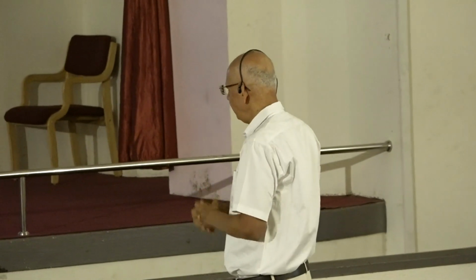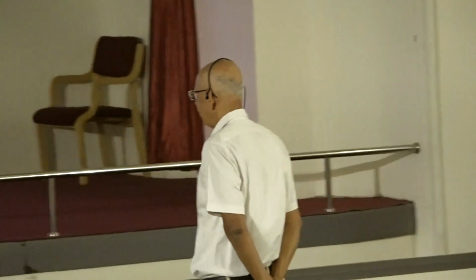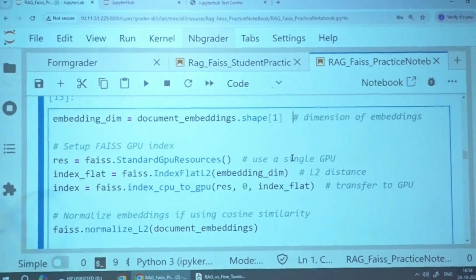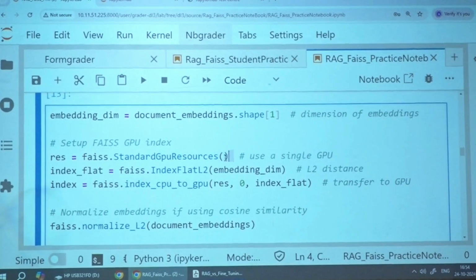So that is your rows. And what are your columns, or what is each row consisting of? The converted form of that document, the embedded form of that document, right? So now we are creating files on standard GPU resources, which basically makes the files work with GPU.